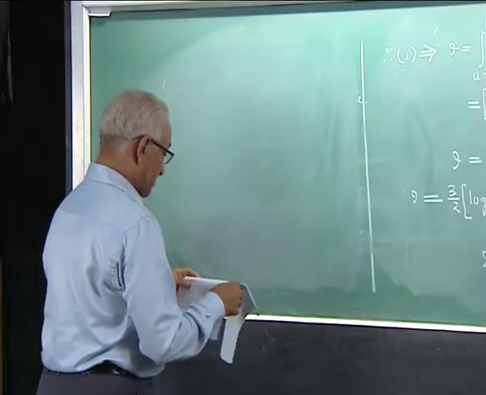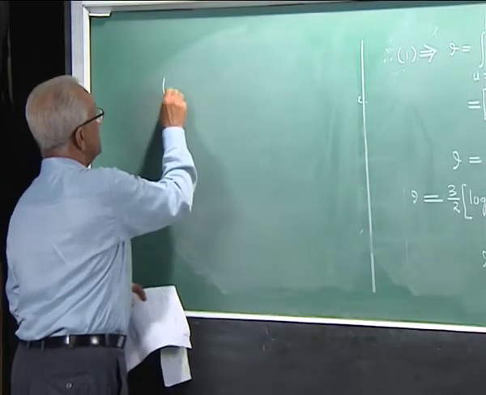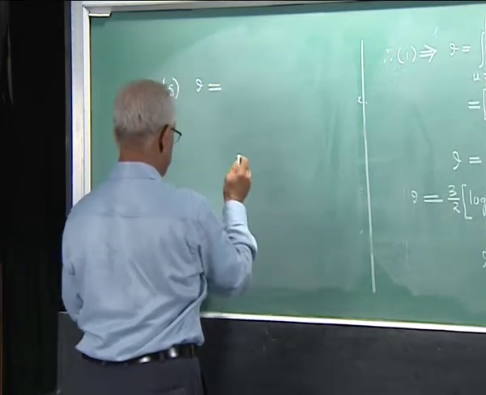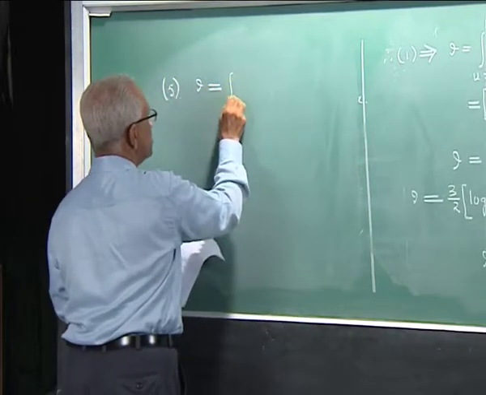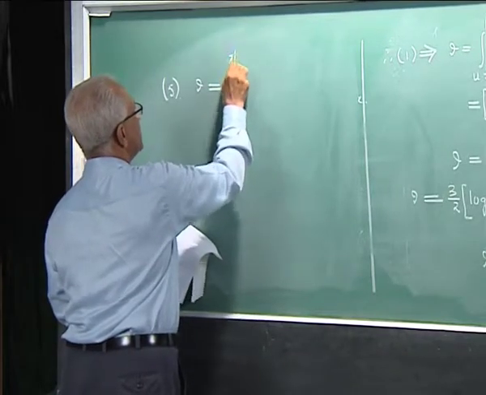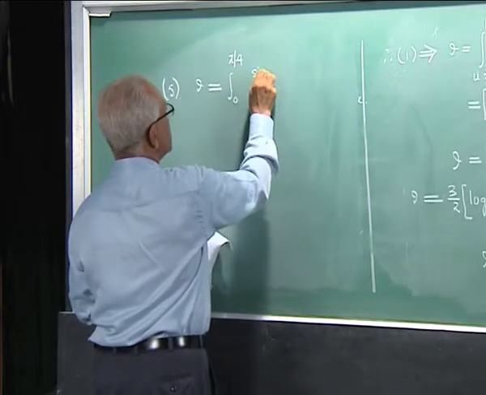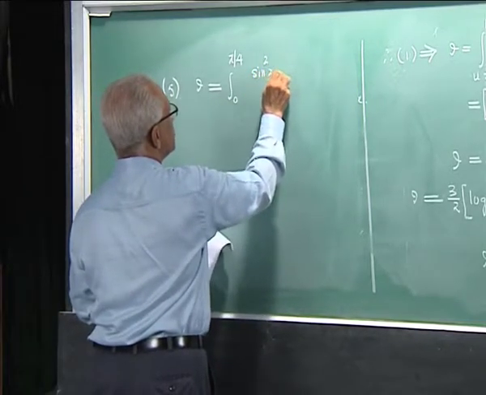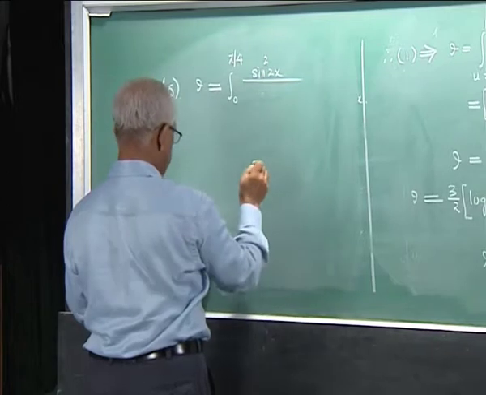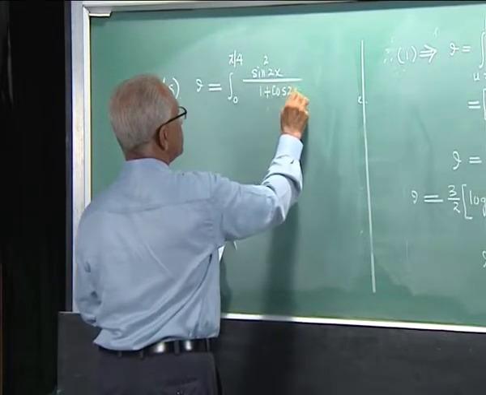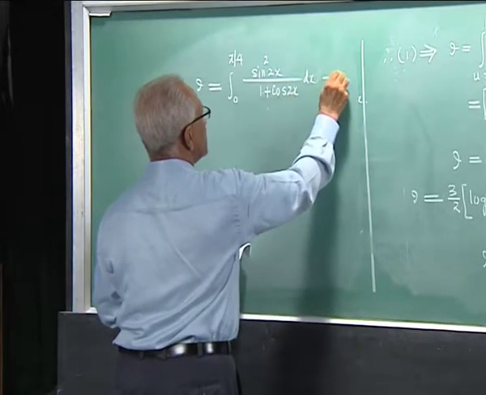Now we take up this question, that will be 5th. We are to evaluate the integral from 0 to pi by 4 of sine square 2x upon 1 plus cos of 2x dx. Let me call it I.